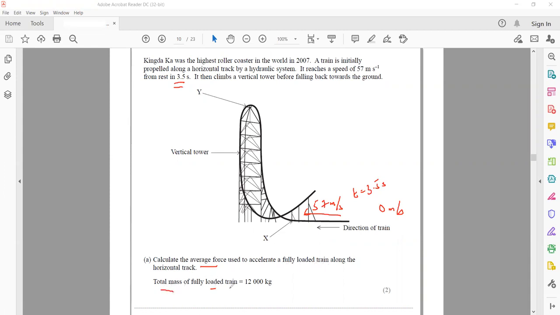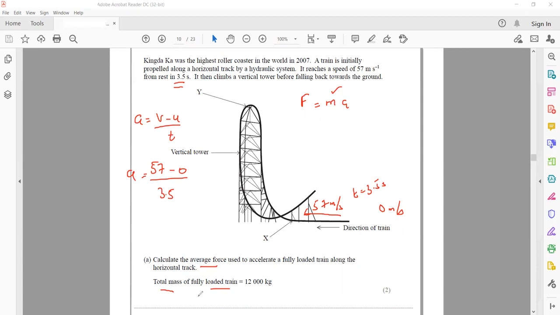The total mass of the fully loaded train is 12,000 kilograms. So we need the average force. So F is equal to ma. We have the mass, but we don't know the acceleration. So how to work out acceleration? Acceleration is final velocity minus initial divided by time. So final velocity is 57, initial is 0, and the time it took is 3.5.